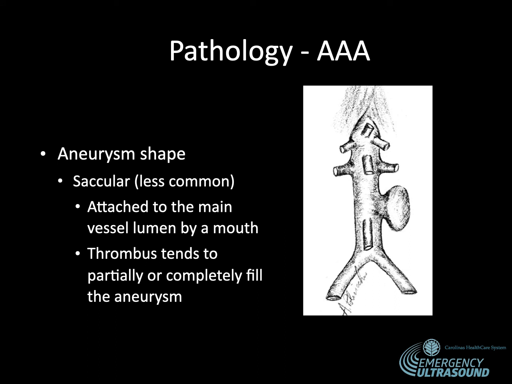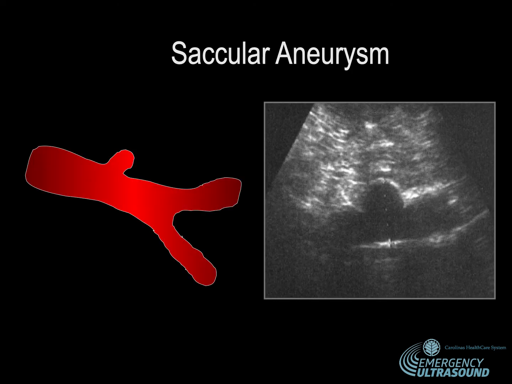Another aneurysm shape is the saccular aneurysm. This one is less common. So this is attached to the vessel lumen by a mouth. Thrombus tends to partially or completely fill the aneurysm. So here is an example of a saccular aneurysm. So you want to make sure that you're measuring the proximal unaffected portion and then the affected portion.